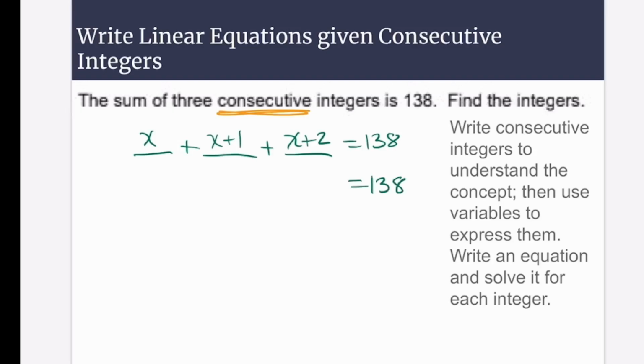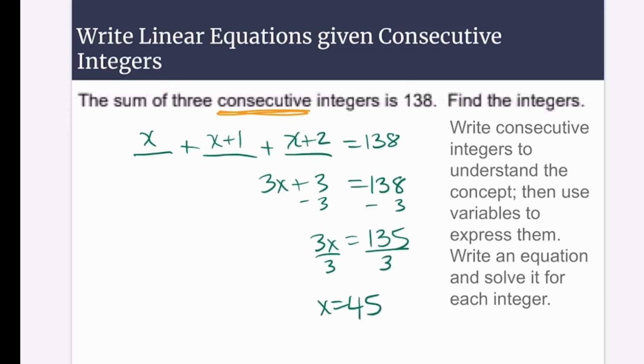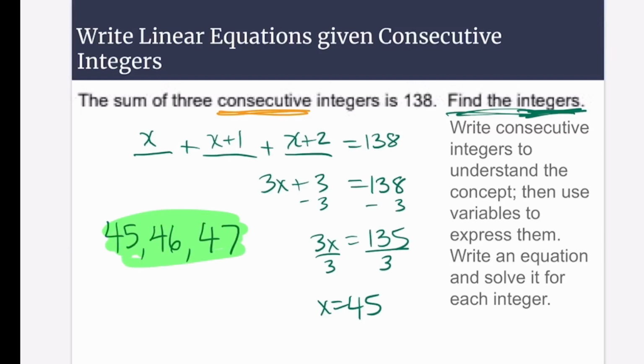And now it's the same math. We're adding and solving. 3x plus 3. 3x equals 135. We divide by 3. And x is 45. So again, we're finding the integers. If 45 is the first number, the next number would be 46. And the third number would be 47. And you can always add these 3 up and just make sure that you get 138 as a check. And that's how you do problems with consecutive integers.